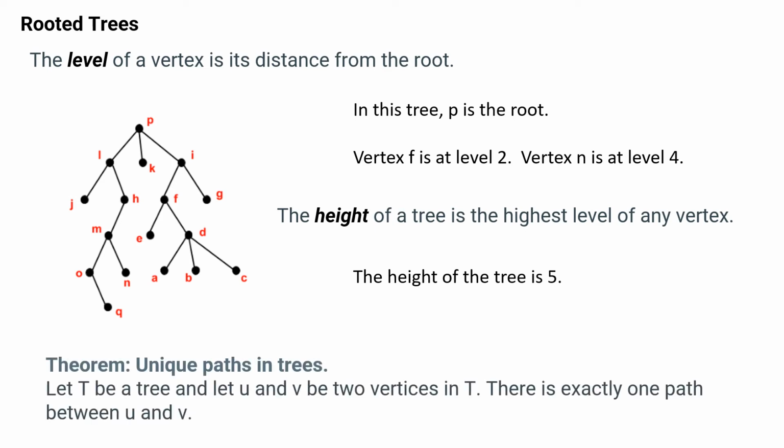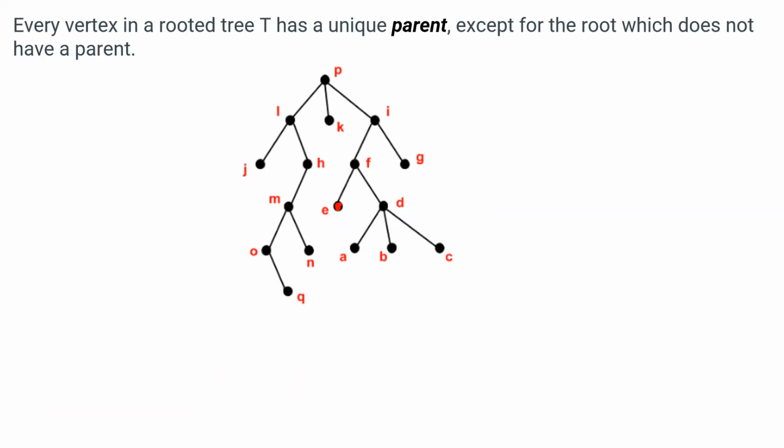Now we have a theorem that says this: let T be a tree and let U and V be two vertices in T. There is exactly one path between U and V. Of course, remember that in a tree there are no cycles, so this kind of makes sense, but that's something we're just pointing out here. Within a tree, there's a unique path between any two vertices. Every vertex in a rooted tree has a unique parent, and we'll talk about what that is here, except for the root, which does not have a parent.